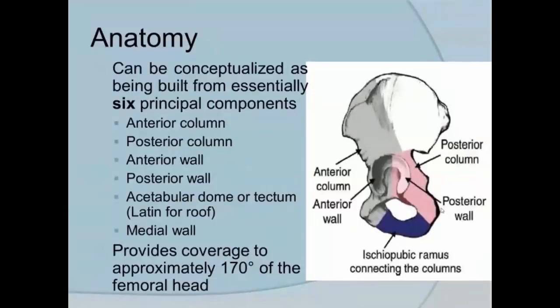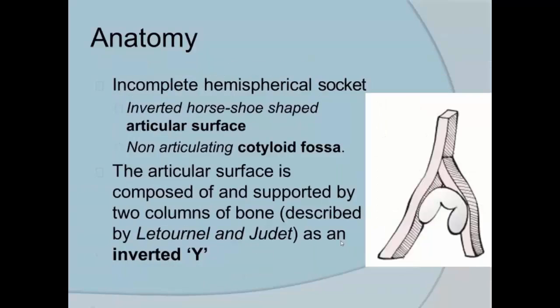As we all know, the anatomy is conceptualized by 6 structures that support the acetabulum: the anterior column, the anterior wall, the posterior column, the posterior wall, the acetabular dome or the tectum, and the medial wall. They provide almost 170 degrees of femoral head coverage. It was also conceptualized by Judet and Letournel that the acetabulum is in the shape of an inverted Y or a lambda. The long anterior limb was considered the anterior column and the shorter one the posterior column.